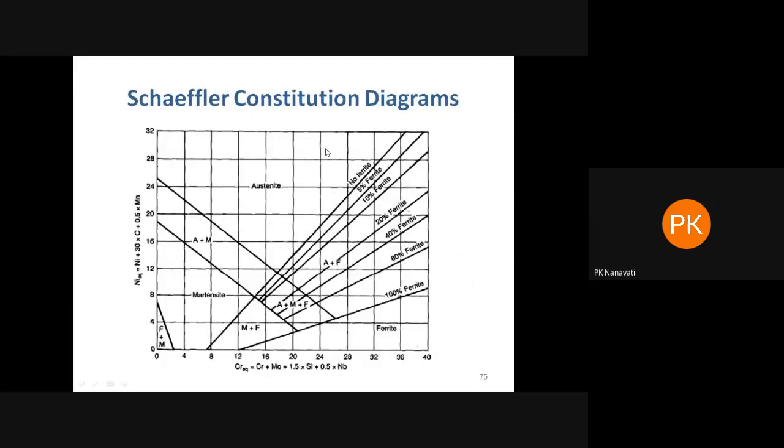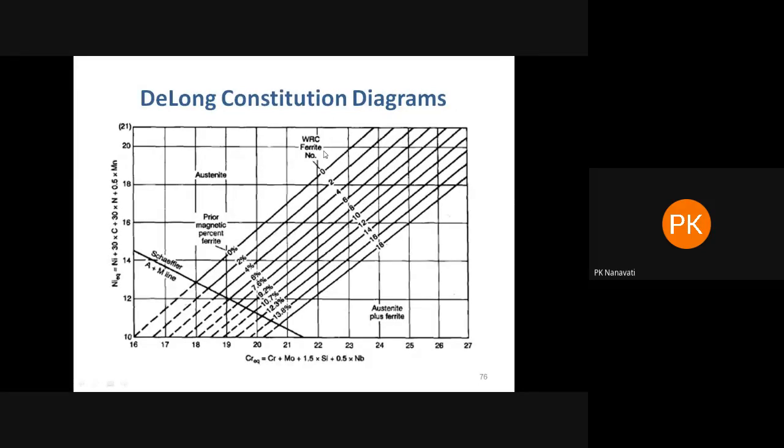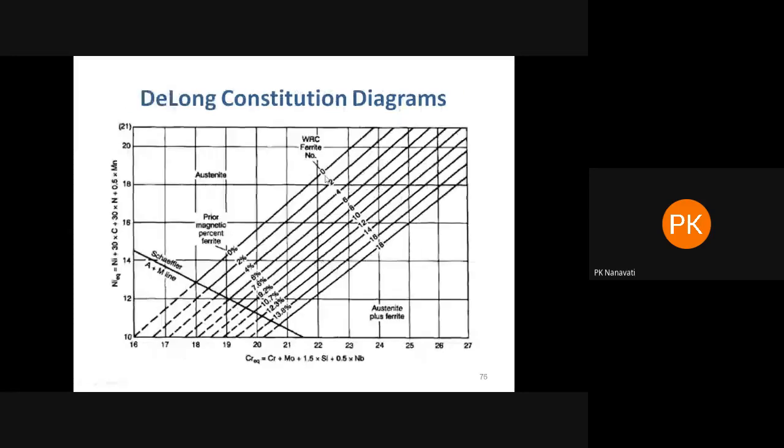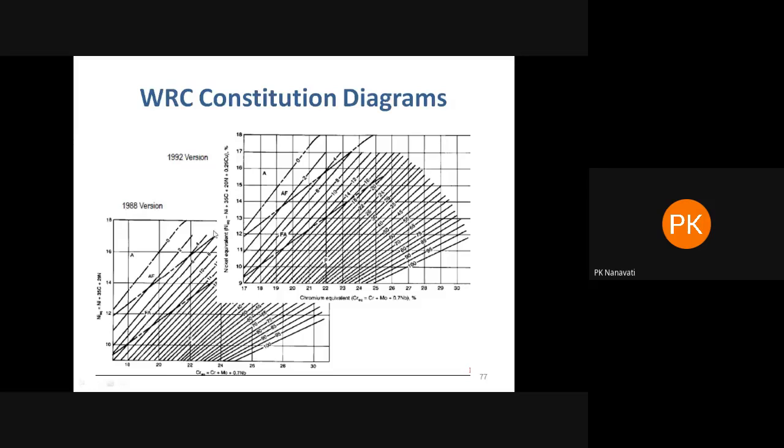This was developed in the 1940s, during World War II, the DeLong constitution diagram. So here you get a percentage of ferrite, like 5%, 10%, 20%. Now this diagram was modified, and that gives a ferrite number, that is 0, 2, 4, 6, 8, so this diagram is introduced with a ferrite number instead of percentage ferrite. Now the latest is the WRC diagram, developed by the Welding Research Council, the WRC 1992 version. This version is now the latest.